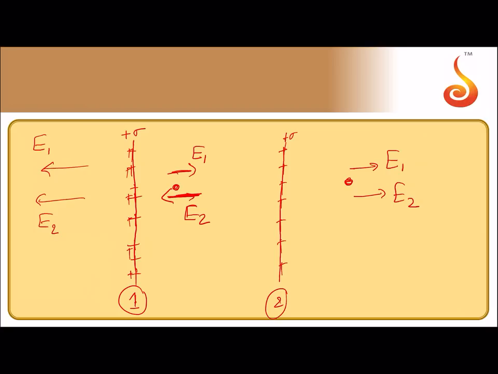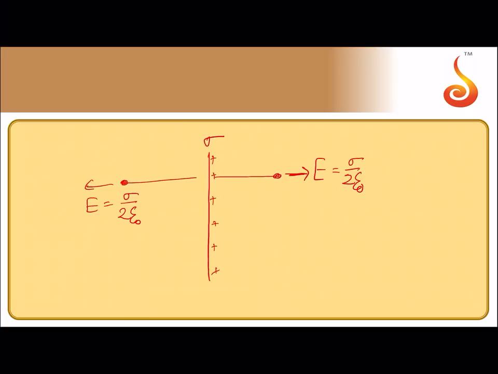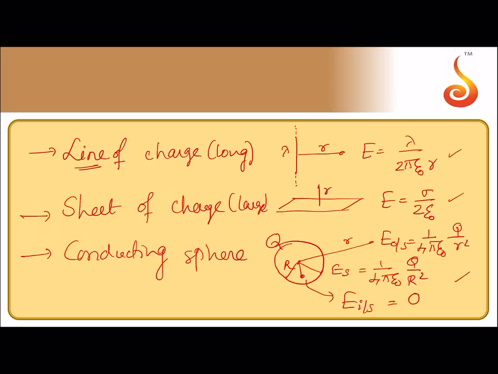The electric field due to a line of charge is given by lambda by 2 pi epsilon naught r. Due to a sheet of charge, sigma by 2 epsilon naught. Due to a conducting sphere, it is 1 by 4 pi epsilon naught q by r square. And due to conducting sphere on the surface, 1 by 4 pi epsilon naught q by capital R square, and at a point inside it is 0.